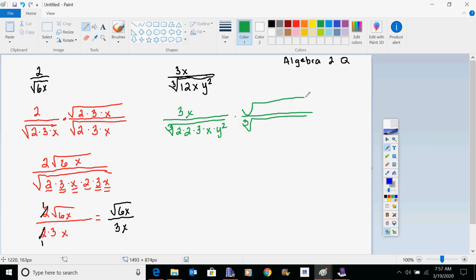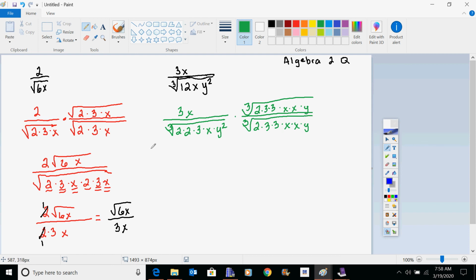Remember, I have to multiply numerator and denominator by the same exact thing. I have 2 2's here. I need one more 2 to give me 3 of them. I have 1 3, so I need 2 more 3's to give me 3 of them. I have an x. I need 2 more x's to give me 3 of them. And I have a y. I need 1 more y to give me 3 y's.